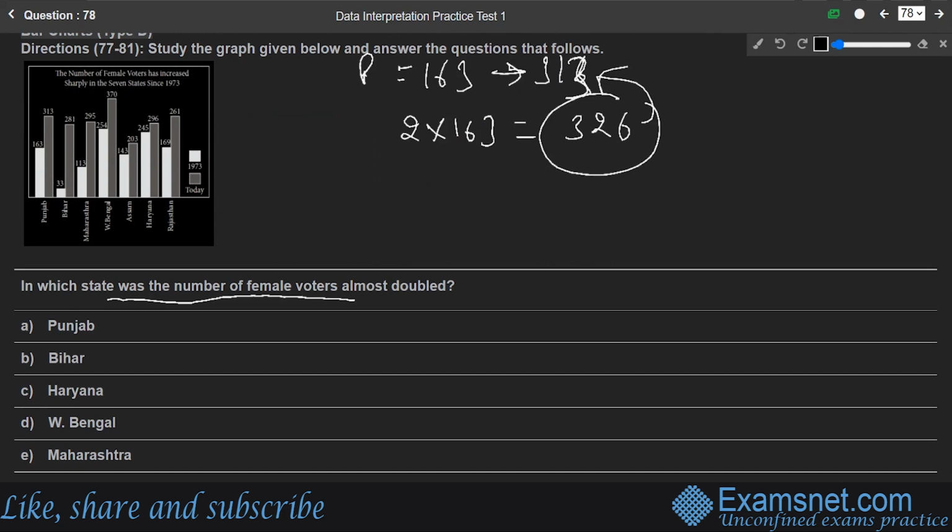West Bengal, the value is 254 and it becomes 370. That is also not doubled. And for Maharashtra as well, you can see the value is 113 and that has become 295. So that is way more than double. So clearly the double is happening only in the state of Bihar. So that becomes the right answer, option number B. Rather, the things are getting doubled for the state called as Punjab, not Bihar. So Punjab is the right answer.